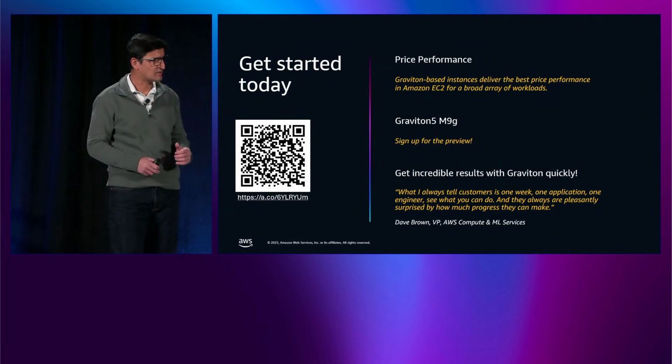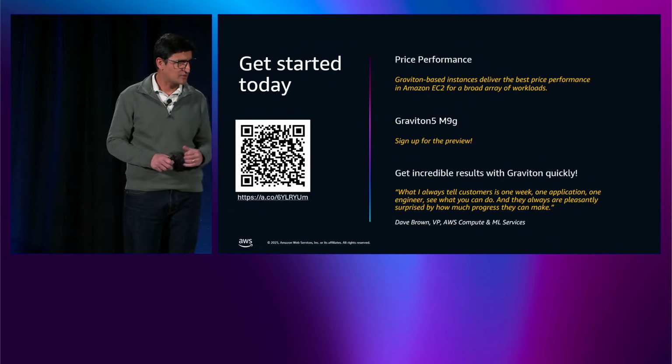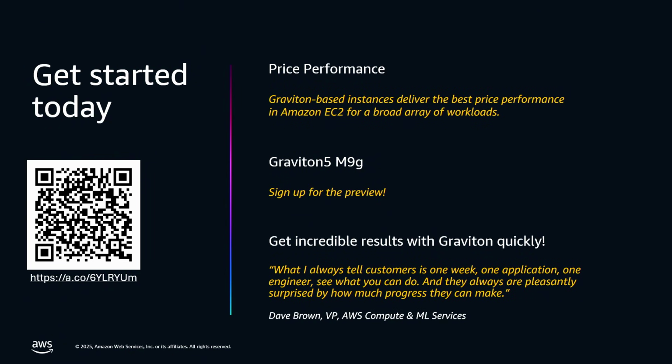And the biggest thing to keep in mind here is the reason that you're looking at Graviton is because it delivers the best price performance across any EC2 instance. Also, the Graviton 5-based M9G instance is available today. It's in preview. There's a preview form on our website where you can go and sign up for the preview. And as our VP, Dave Brown, said, all it takes is 1 week, one application, and one engineer, and you'll be surprised by what you can do in migrating your applications to Graviton.